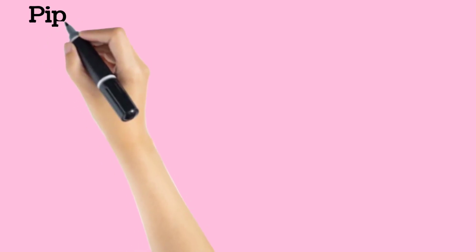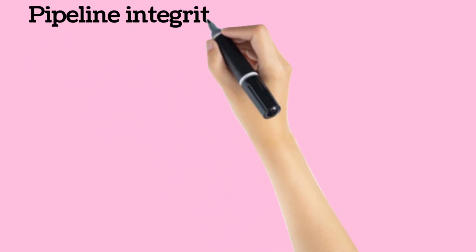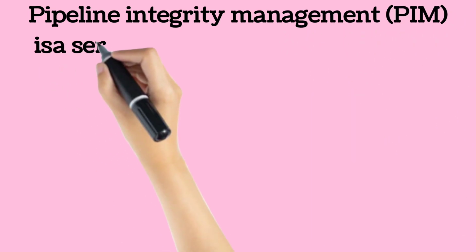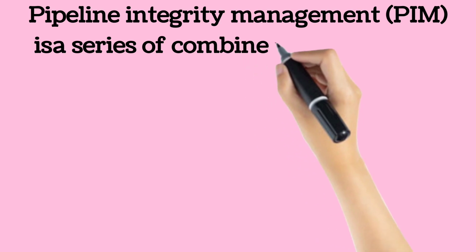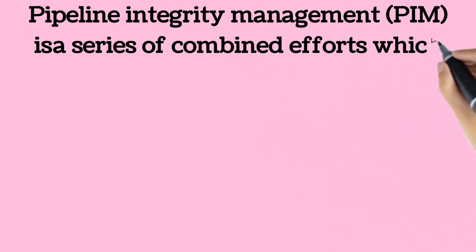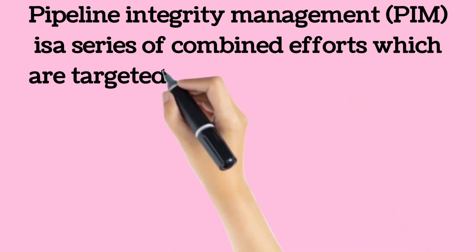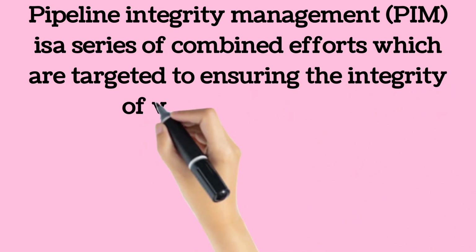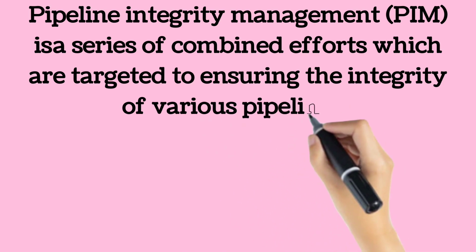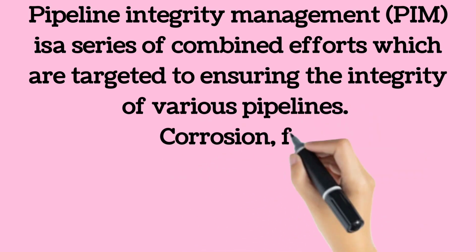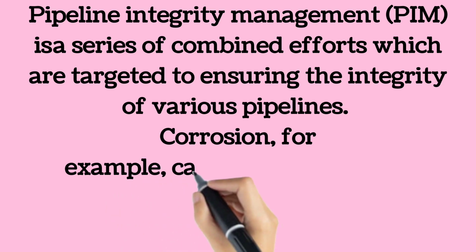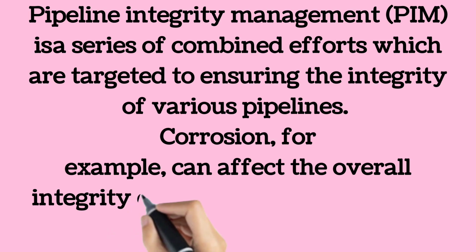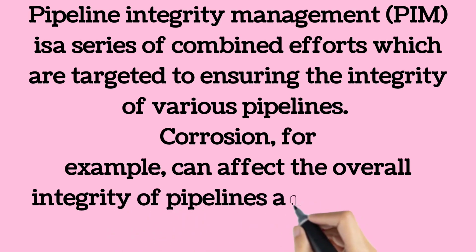Pipeline Integrity Management, PIM, is a series of efforts aimed at ensuring the integrity of pipelines. Corrosion, for example, can compromise the integrity of pipelines and reduce their lifespan. Thus, preventing it from occurring is critical. Pipeline Asset Management System, PAMS, comes as a one-stop solution for the cross-country pipeline. PAMS database is designed to handle complete data corresponding to the pipeline, which also makes it a powerful tool for disaster management.